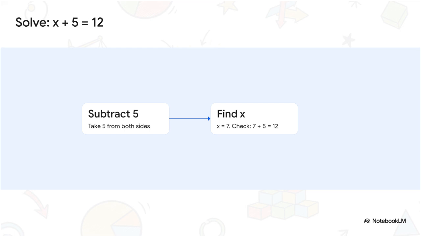So if we have x plus 5 equals 12, we need to get rid of that plus 5. Step 1, we take 5 away from the left side, which means, you guessed it, we must take 5 away from the right side. 12 minus 5 equals 7. Step 2, we find that x equals 7.